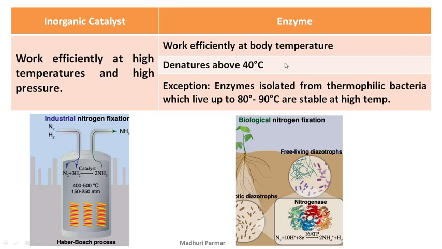Example of the same process of making ammonia in case of biology. In the biological process of nitrogen fixation, this occurs at normal pressure and normal temperature. It does not require 500, 600 degrees. It does not even require 150, 250 atmospheric pressure. It happens at normal temperature and pressure. So this is the difference between an inorganic catalyst and an enzyme, which is an organic catalyst.